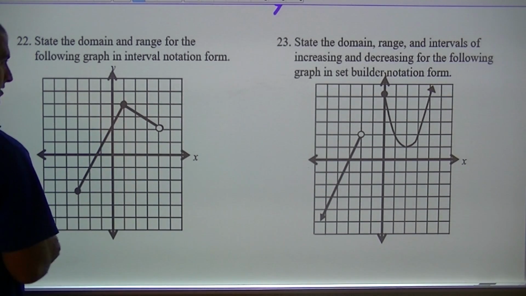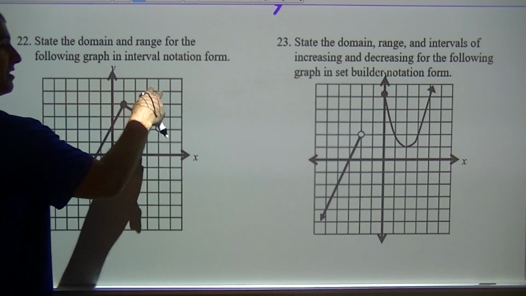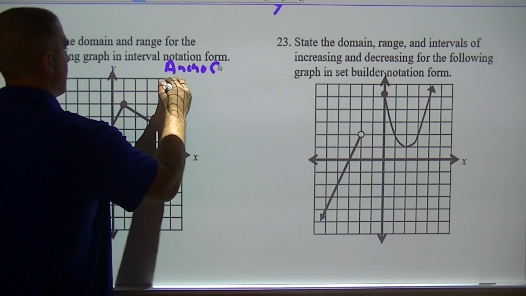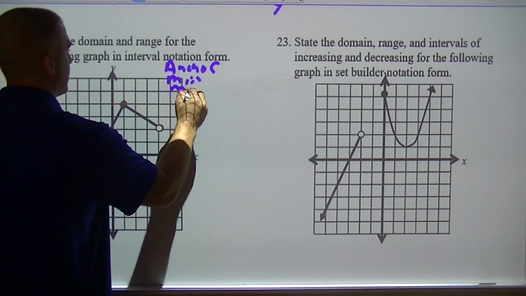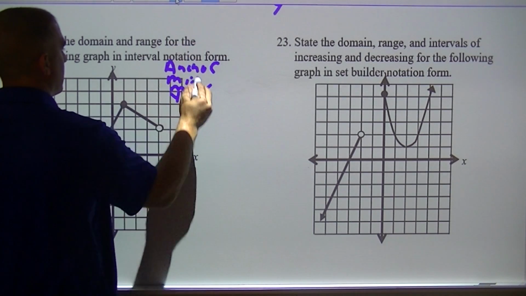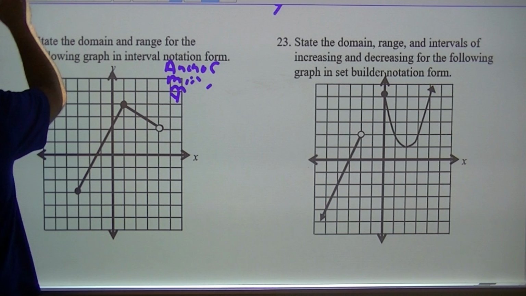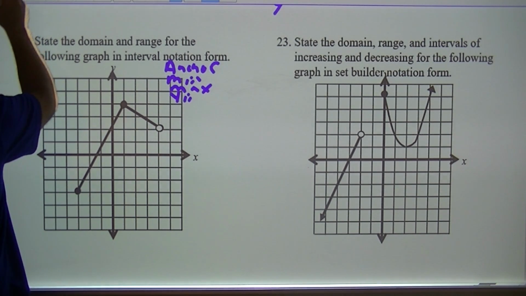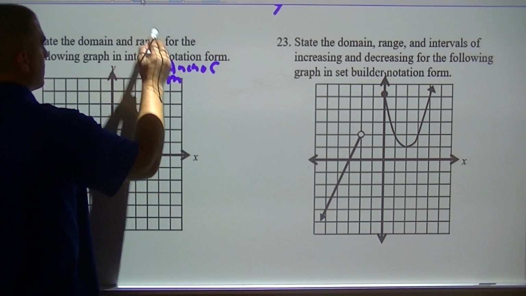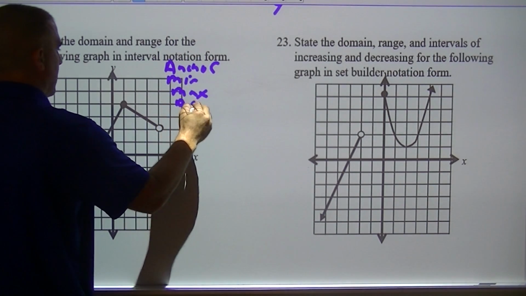Label your points. Always label your anchors, your mins, your maxes. So you label anchors, min, max, y-intercepts, and arrows, if you got it.